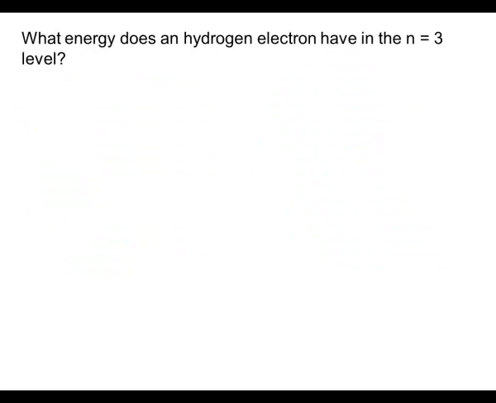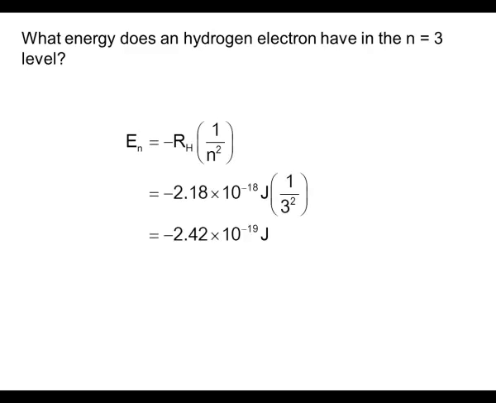What energy does a hydrogen electron have if it is in the n equal 3 level? Very simply, substitute in to the equation E sub n equals minus RH times 1 over n squared. The Rydberg constant is a negative 2.18 times 10 to the minus 18 joules, and n is 3. It's 1 over 3 squared. The answer is minus 2.42 times 10 to the minus 19th joules.